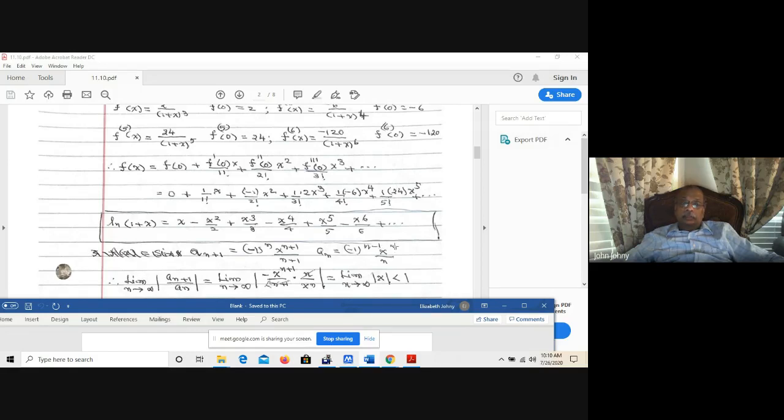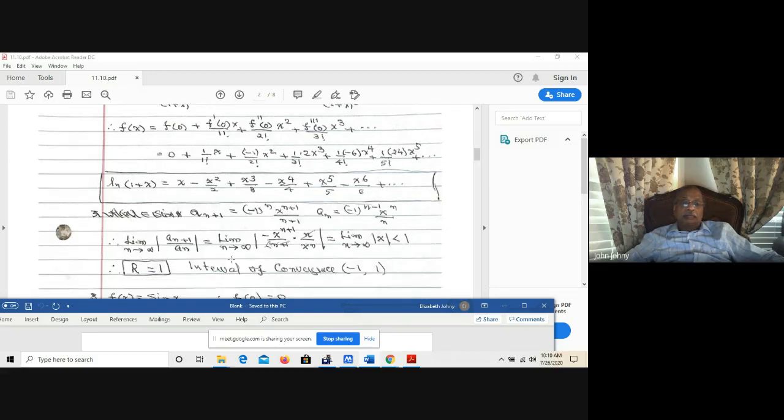So n varies from 1 to infinity. N varies from 1 to infinity. So n is equal to 1. Negative 1 to the power of 1 minus 1 is 0. So that's a positive x. N plus 1 is negative 1 to the power of n, x to the n plus 1 over n plus 1.